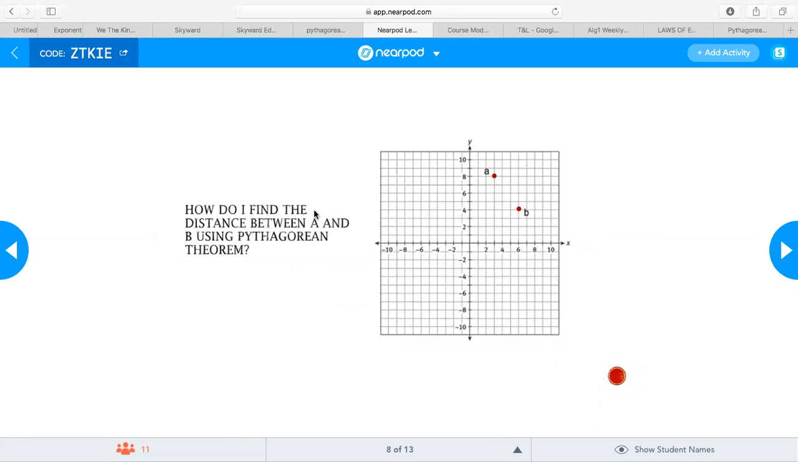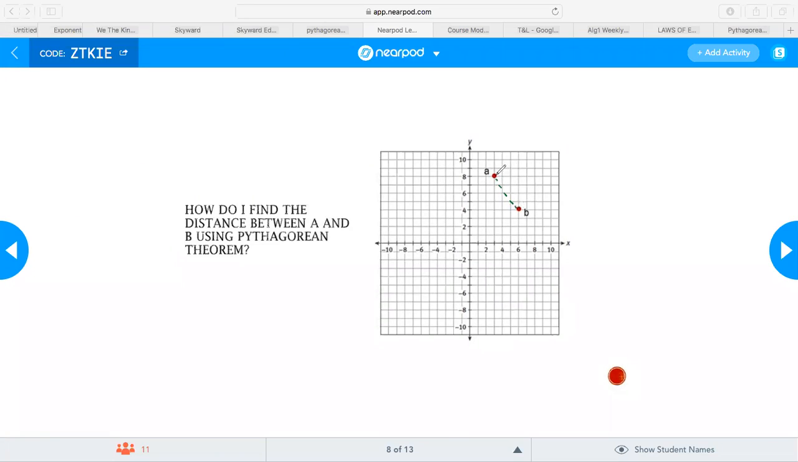So I want to find the distance between these 2 points. Well, how would I find the distance between those 2 points? Well, I'm just remembering what we did. Okay, and what did we do last time? Yeah, we just drew a right triangle between the 2 points.